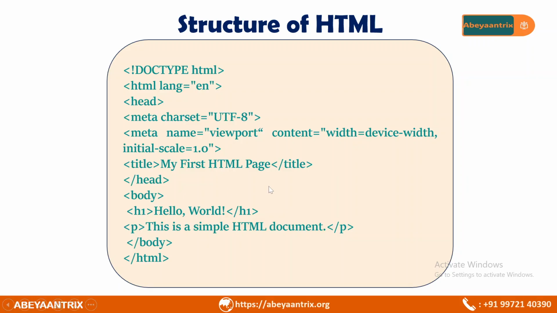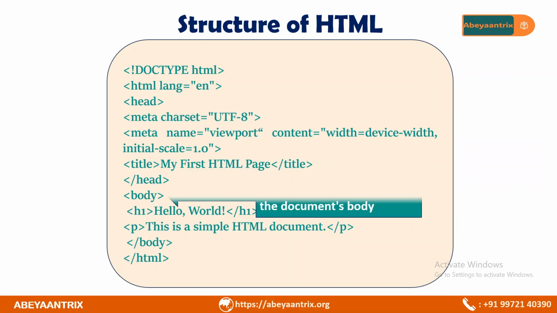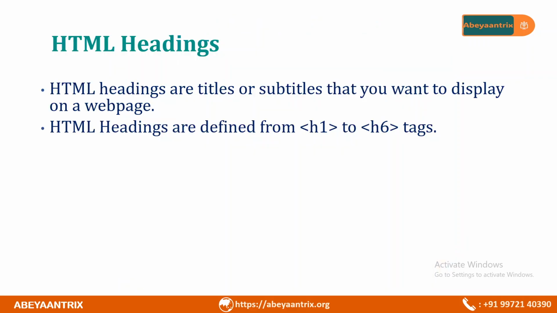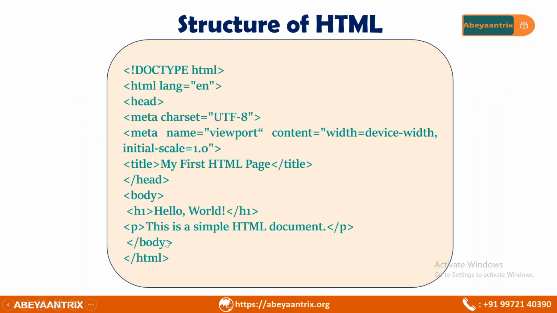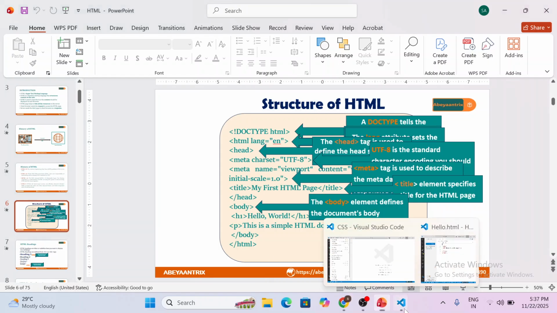Okay, so next is the title. The title specifies that HTML page. Whatever page you are executing, that page it represents. So next is the body part. The body part defines the document's body. So next one is body and HTML. Okay, so this is the basic HTML structure. No need to remember all those things, just understand them, that is enough.